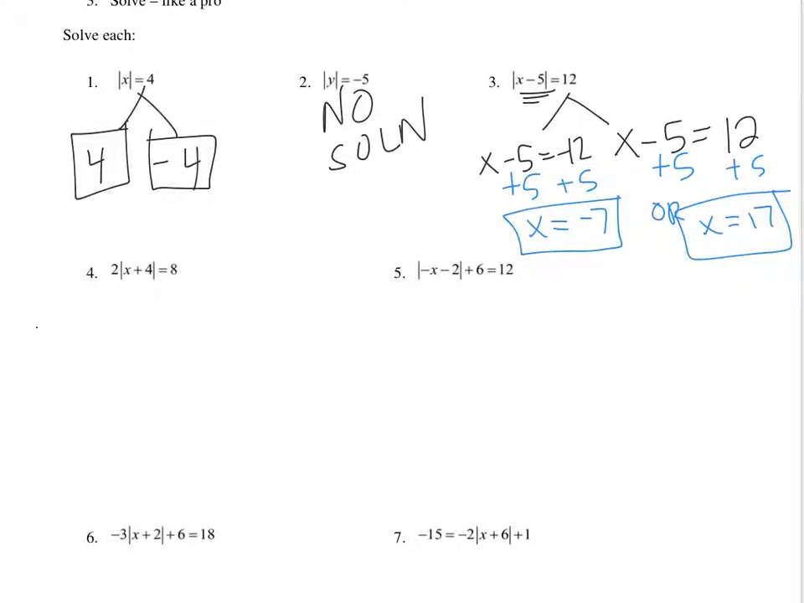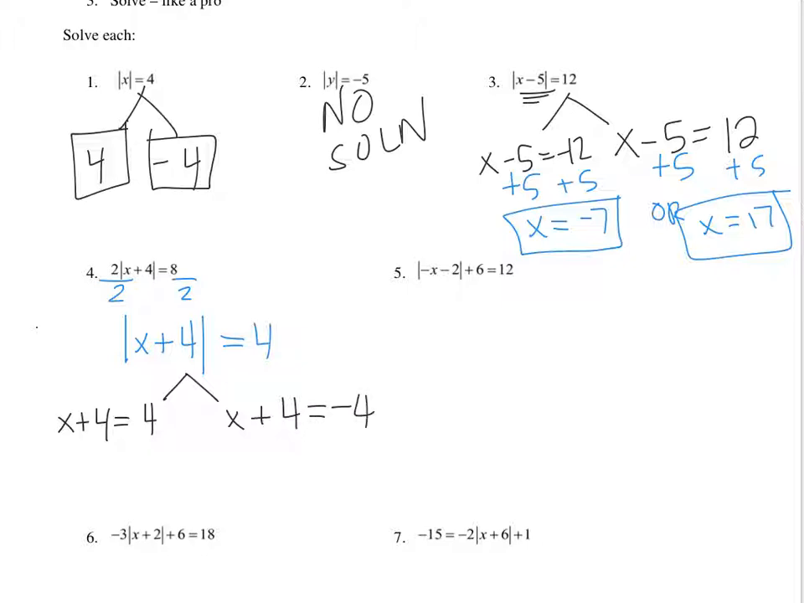Number 4, I have to isolate the absolute value first. I treat this like a parentheses in that, not that I can distribute, you can never distribute into an absolute value, but I can divide both sides by 2. So I get x plus 4 equals 4, the absolute value of it. Now once you get the absolute value by itself, you can now branch off. So I could have x plus 4 could equal positive 4, and x plus 4 could equal negative 4. And when I solve, I get x equals 0, or x could be negative 8.